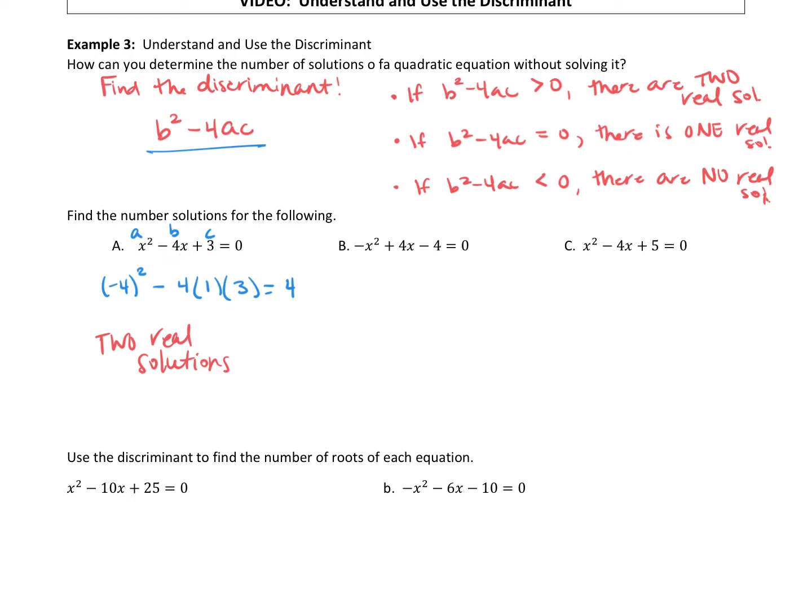All right, next example, in part B, we have standard form already. So here's your a, b, and c. We calculate our discriminant: b squared, 4 squared, minus 4 times our a, which is negative 1, and c, which is negative 4. When we calculate that, we get 0. So if b squared minus 4ac equals 0, there is one real solution.